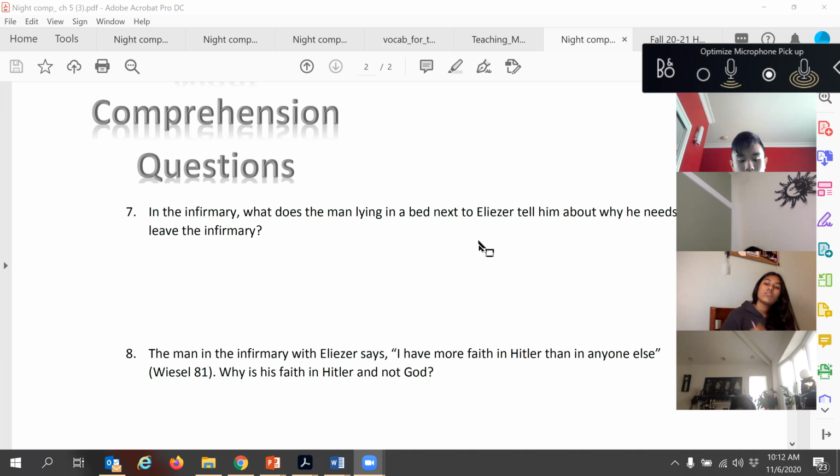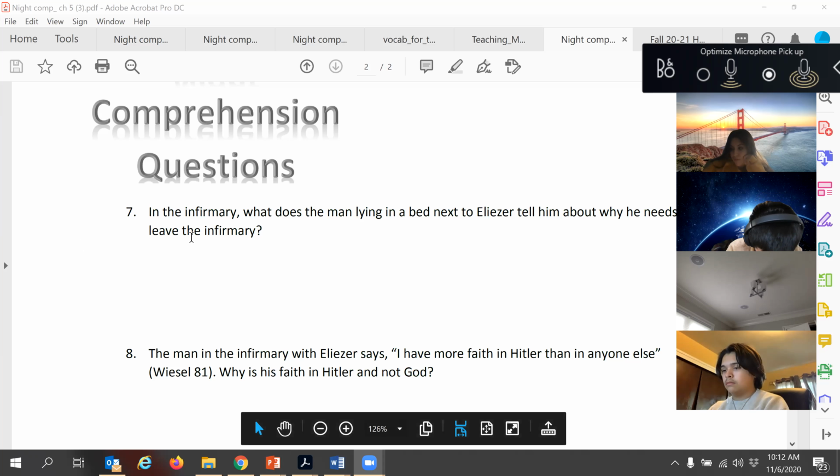So while he was in the infirmary, he's laying next to this man who he describes as basically dead. He only knew he was there from his voice. He never heard him move or heard him do anything other than talk randomly. So why does this man say he needs to leave the infirmary as soon as possible? Let's hear from Savannah. Savannah, what is your answer to number 7?